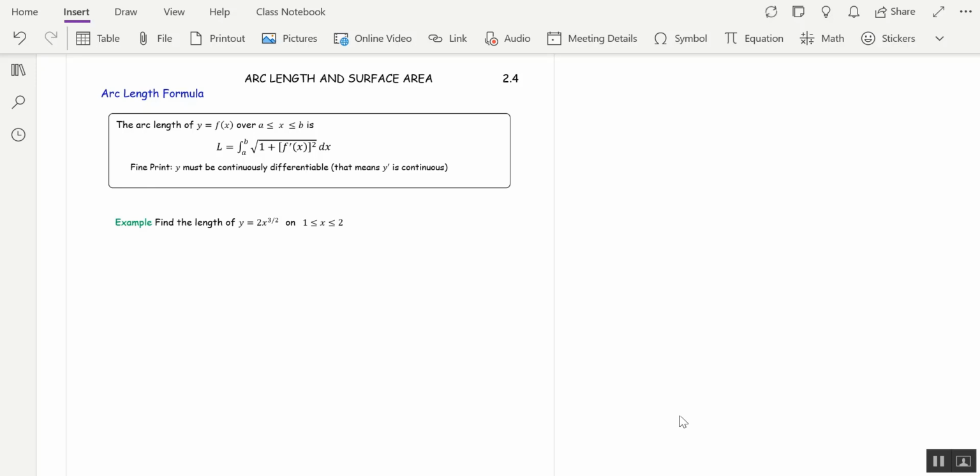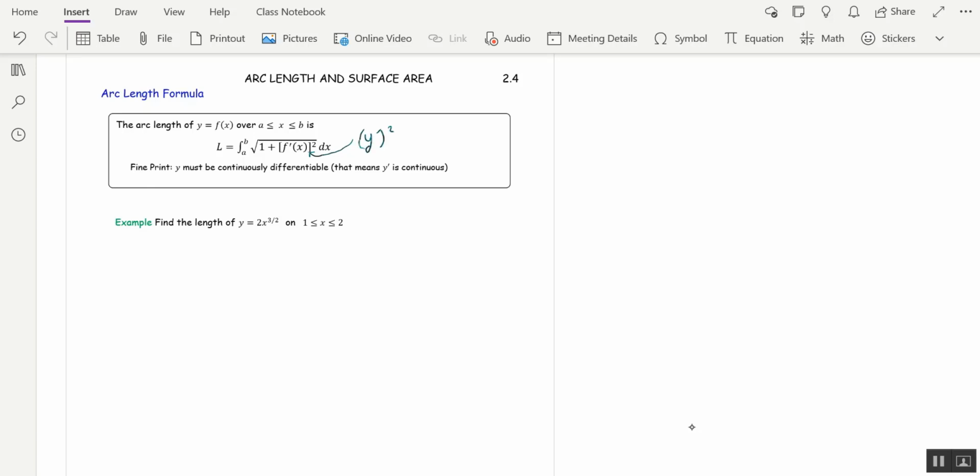Welcome to section 2.4, arc length and surface area. This is going to be a short and simple section, so I hope you'll all appreciate that. In this box, I have the formula for arc length, and sometimes you will see this written as, instead of f prime squared underneath the square root, it will be y prime squared, but those are the same thing.